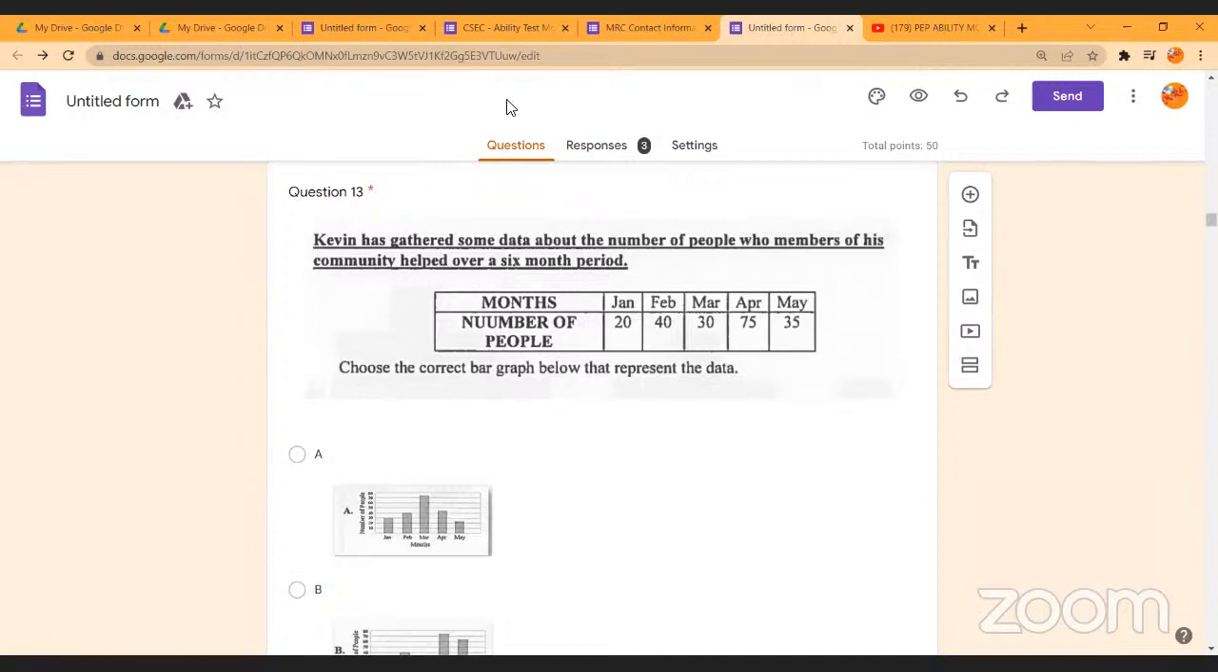Kevin has gathered some data about the number of people members of his community helped over a 6-month period. January, 20 people. February, 40 people. March, 30 people. April, 75 people. And May, 35 people.